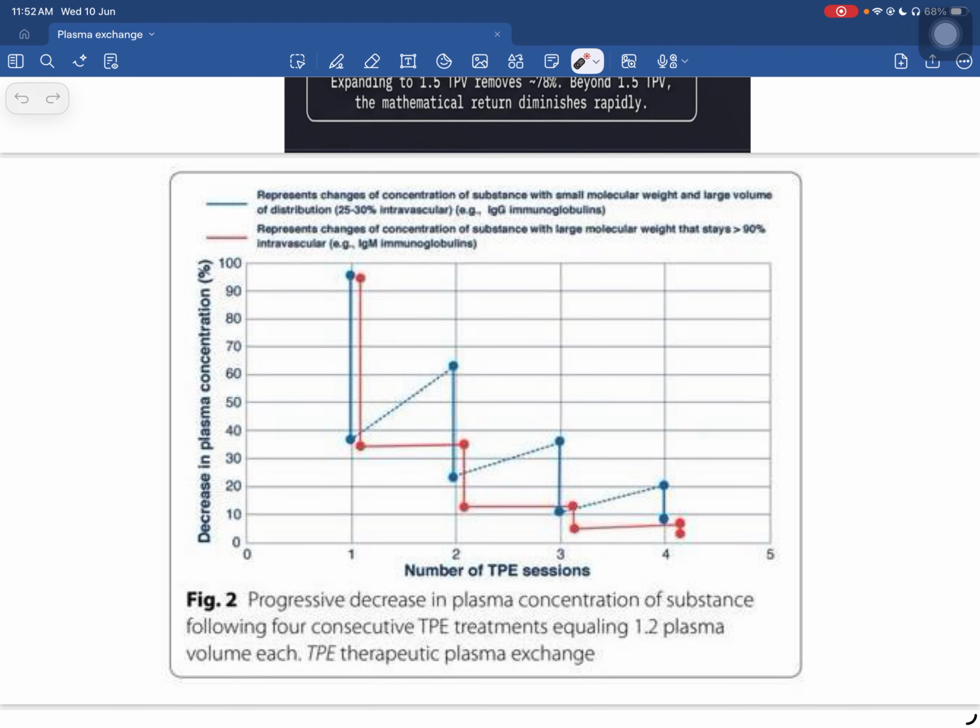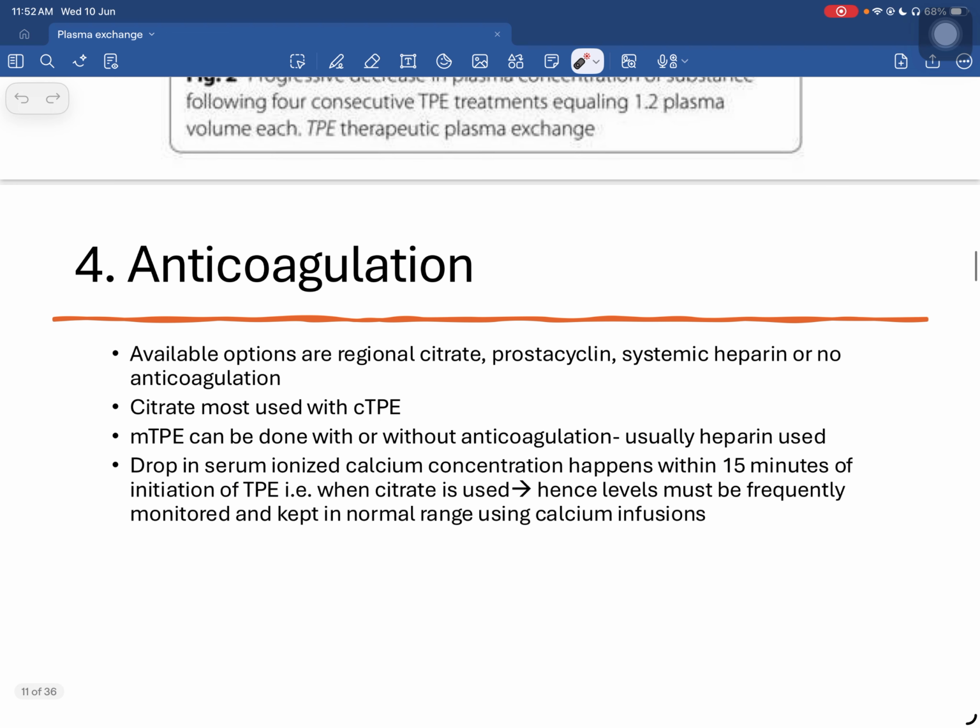But in the case of something like IgG, even though you start at the same level as a primarily intravascular substance like IgM, after the first volume, even the IgG levels have fallen down. But because there is redistribution of this IgG back into the intravascular compartment, the levels again go up. So during the second volume exchange, you are starting at a higher level of IgG in the plasma again, and then it falls down. Eventually, of course, the values come down, but this is one thing that has to be kept in mind.